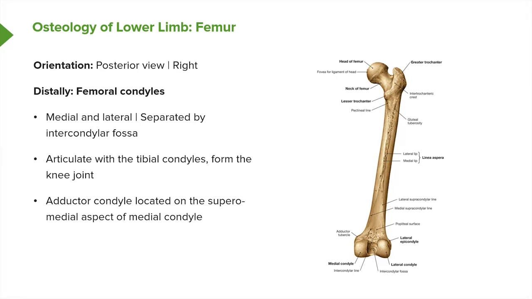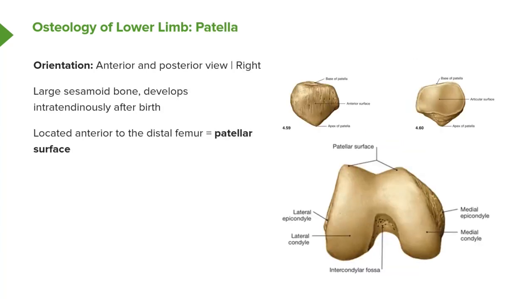We can still make out the lateral epicondyle, and the medial epicondyle would be on this side. On the medial epicondyle, we can see an adductor tubercle, which is an important attachment. But the femoral condyles, medial and lateral, they're separated by this intercondylar fossa, which we'll soon appreciate contains some cruciate ligaments, and it articulates with the tibial condyles to form the knee joint. On the medial condyle, we can see we've got the adductor tubercle here, and that's located on the supramedial aspect of that medial condyle.